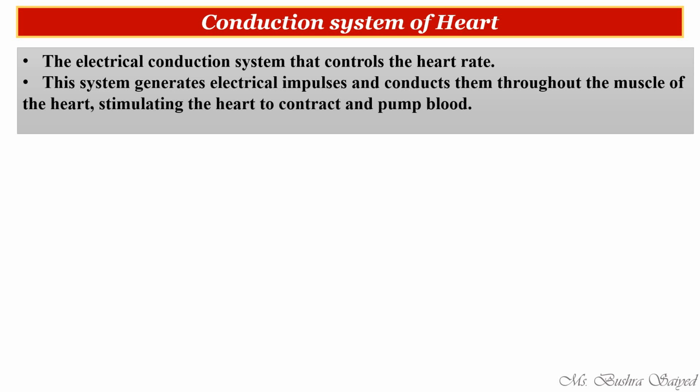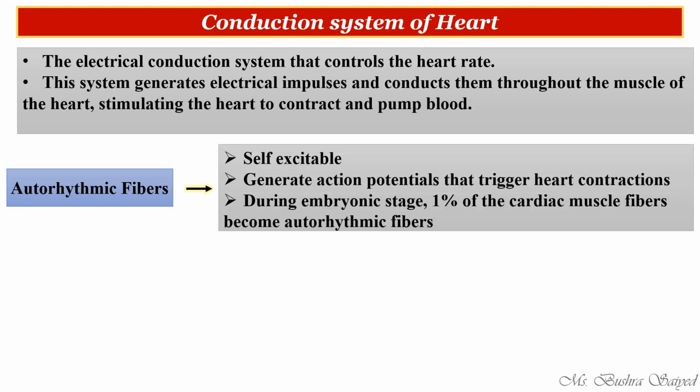So the conduction system comprises of autorhythmic fibers. As the name suggests, they are self-excitable, which means they do not require any signal from nervous or endocrine system to function, unlike any other tissue of the body. That is why the heart continues to stimulate the beat even after it is removed from the body. The autorhythmic fibers generate action potentials that trigger heart contractions.